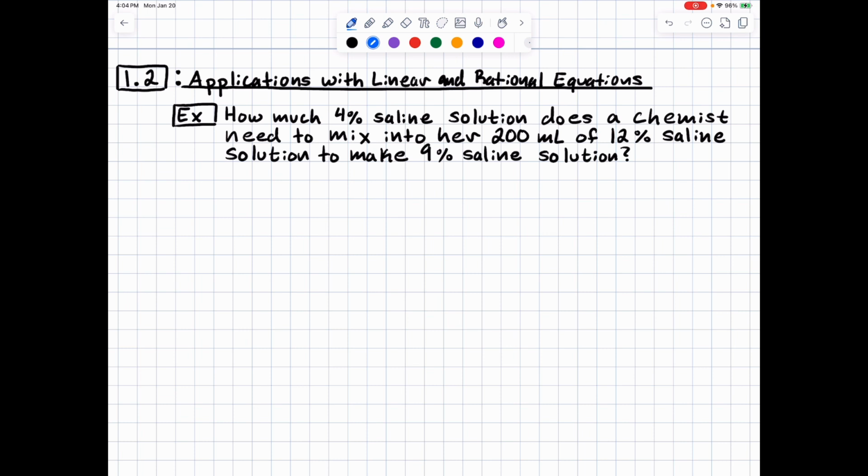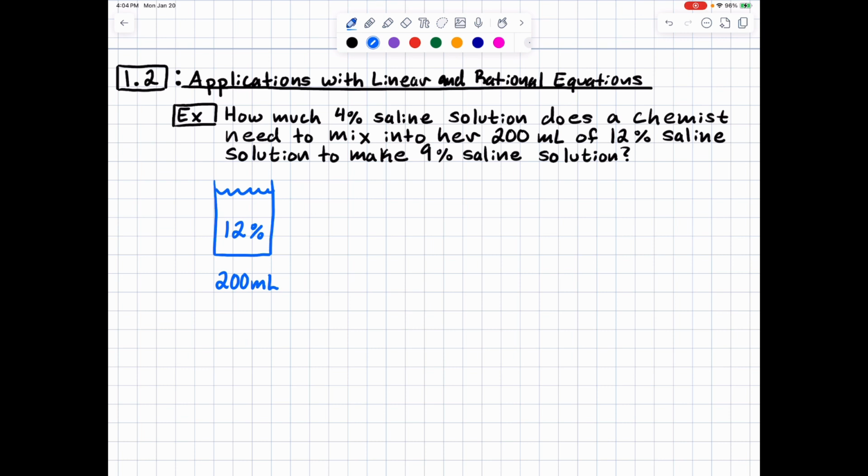But what we're going to want to do for this problem is draw a picture of what's happening. So the chemist, I'm just going to draw a picture of the solution that she currently has. She has actually 200 milliliters of it, and it is a 12% saline solution. So what does that mean? That means her solution is made up of 12% saline, and the rest is probably water. So currently, the chemist has a 12% saline solution.